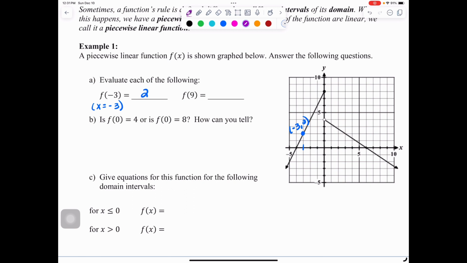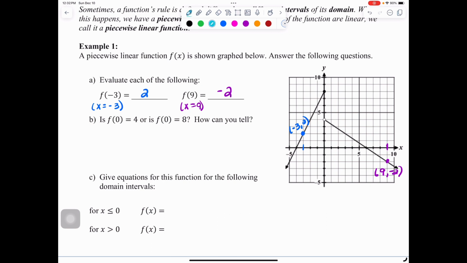Then f of 9, again, input. x equals 9. So I go to the graph, find an x value of 9, and find my coordinate. It's at (9, -2). So my output is -2. So you just practiced that in the opening exercise as well, just again showing you how you would do that. Now let's look at part B.